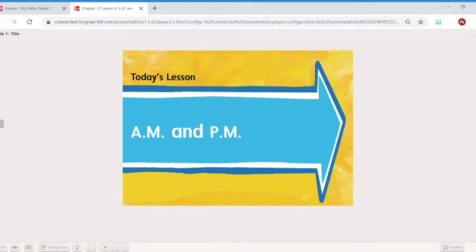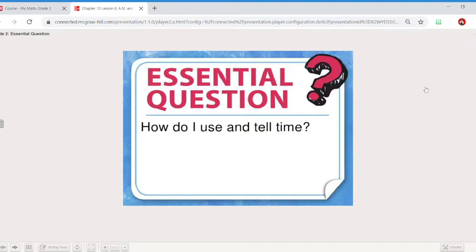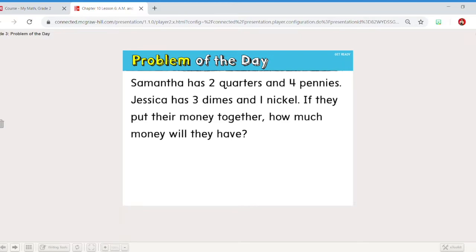Hi, second grade, and welcome to today's lesson about AM and PM times. You've probably heard people say, oh, meet me at the store at 11 a.m., or make sure you're in bed by 9 p.m. We're going to dive in deeper to what that means. But first, let's warm up our brain with the problem of the day.